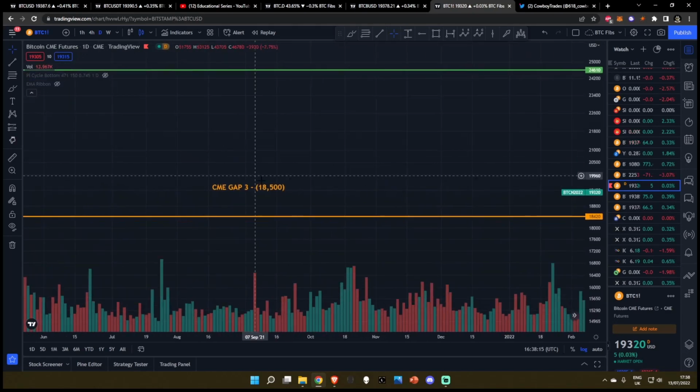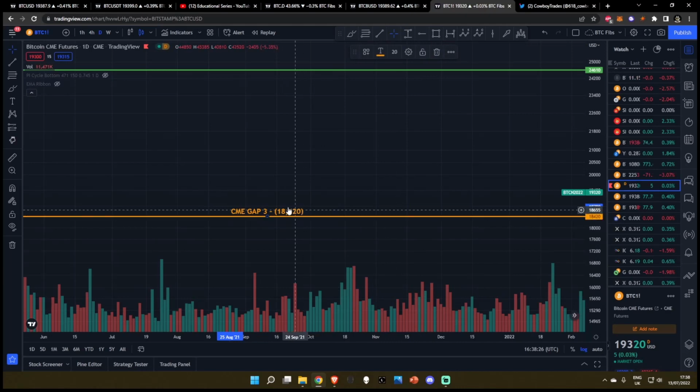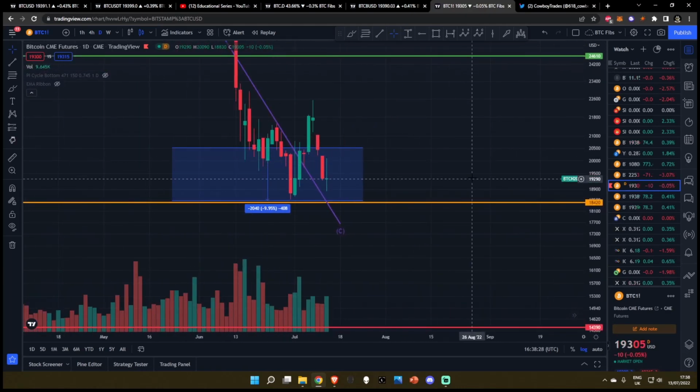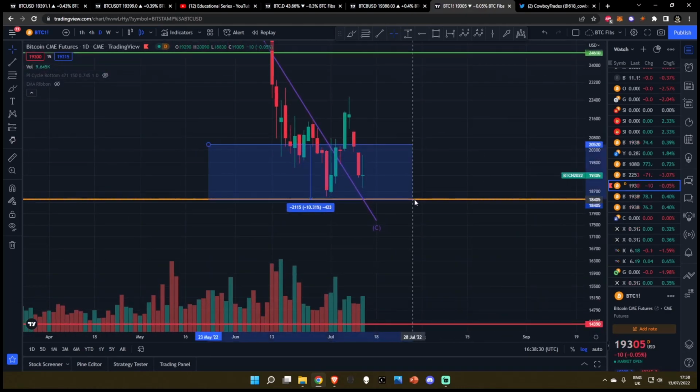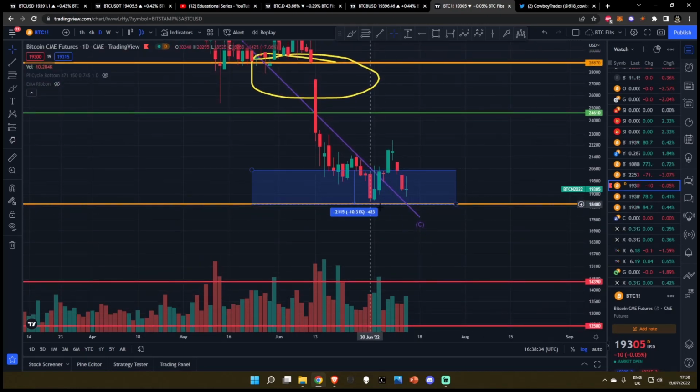18,420 is the approximate price target. Oops, wrong button. 18,420. There we go. So this is where we would need to come down to. And as you can see over on the price action on the CME futures, we didn't quite reach down to this region. So why is this?